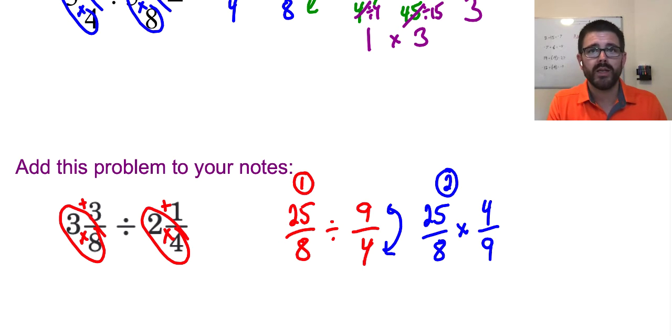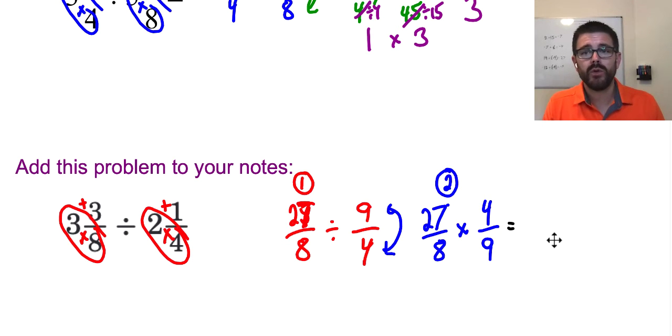Oh, I realized I made a mistake. My bad. 3 times 8 is 24, plus 3 is 27. Sorry, some of you might have been yelling at me about that one. See, even math teachers make mistakes. Sorry, that should have been 27/8.